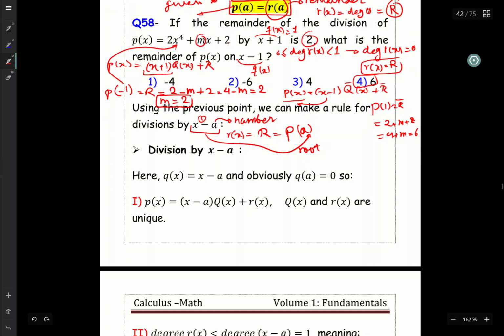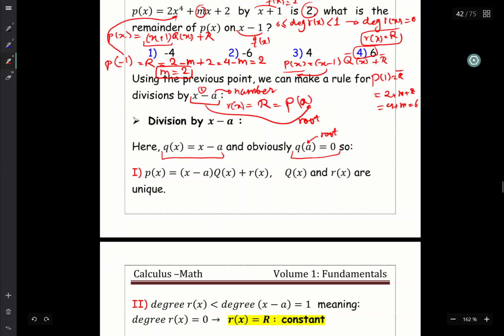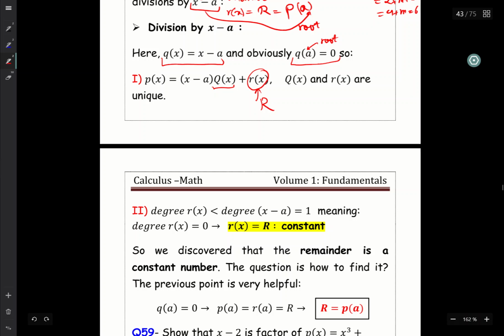Division by x minus a. Here q of x is x minus a, and obviously q of a is 0, so a is a root, very obvious. Therefore p of x is x minus a times the quotient plus r, but r of x is a real number, a constant, it doesn't depend on x. And this is exactly what I said.